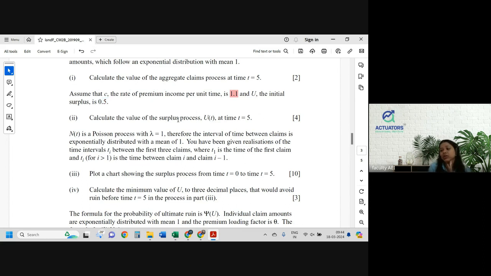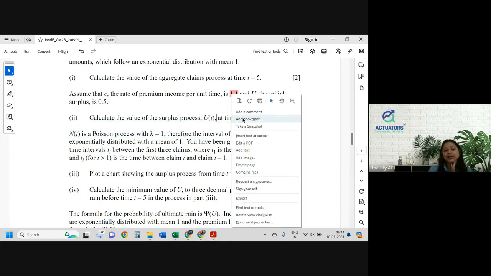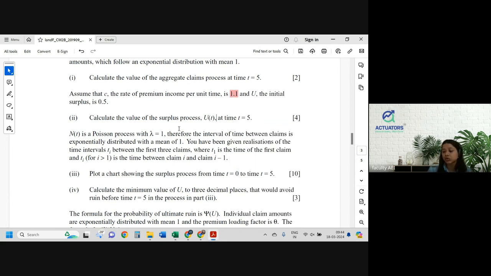This is a ruin theory question basically. Calculate the value of the surplus UT at time t equals 5. How will we get UT? You are given small u, which is the initial surplus. You are given C. How do you get CT? 1.1 into 5. And you are given the aggregate claim amount.